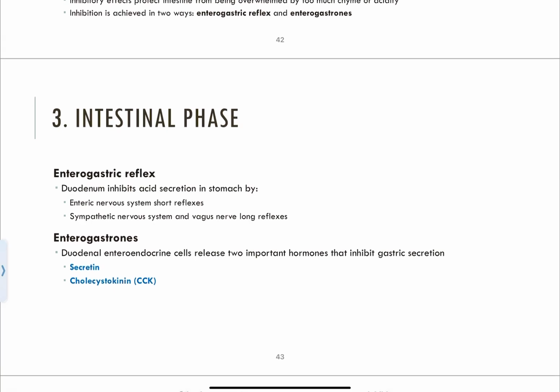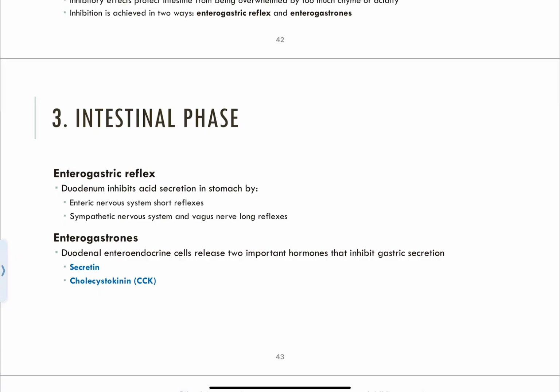So the enterogastric reflex, basically what that's saying is that the duodenum, the first segment of the small intestine, inhibits acid secretion in the stomach by short reflexes through that enteric nervous system that we talked about, as well as by long reflexes that involve the sympathetic and vagus nerves.